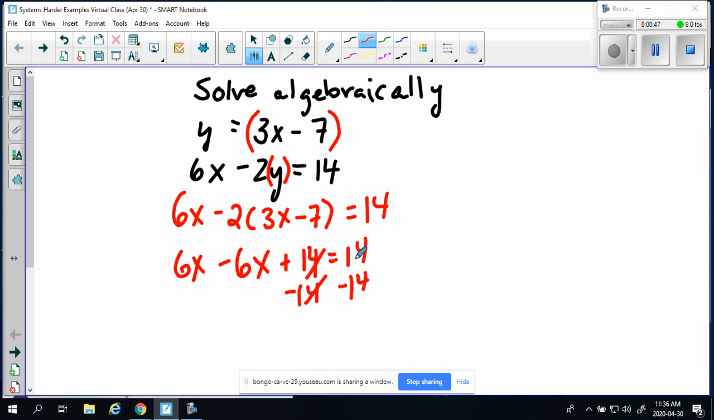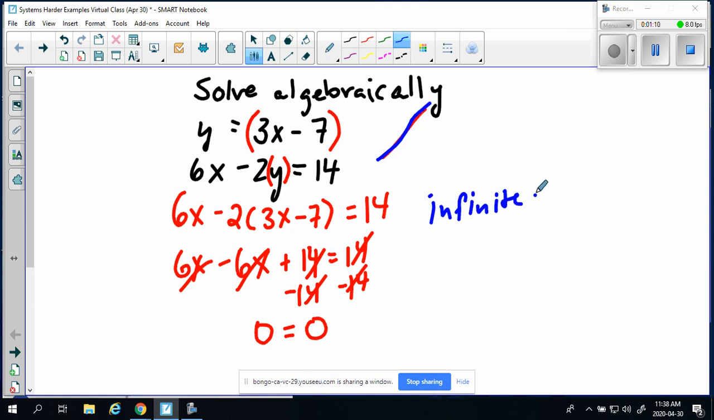Wait a second. 6x minus 6x is 0. 0 equals 0. What is going on here? So if we graph these lines in Desmos, it turns out that we have one line on top of another line. So there are an infinite number of solutions. So we can't give a solution to it because they're an infinite number. And this is true because 0 always equals 0.